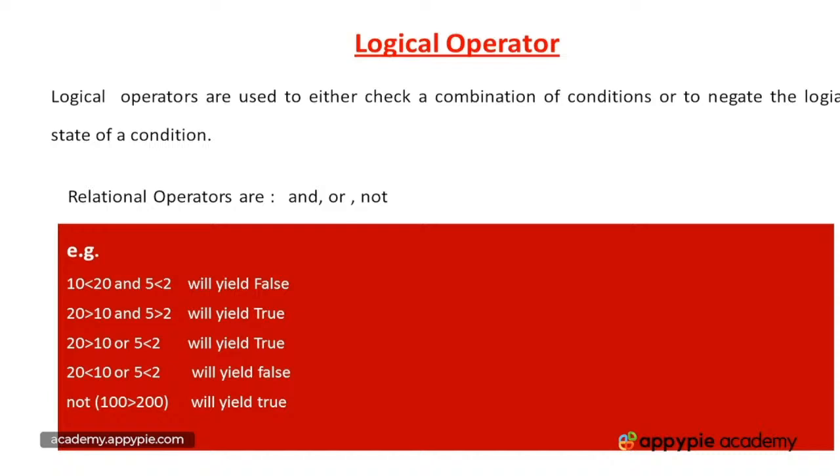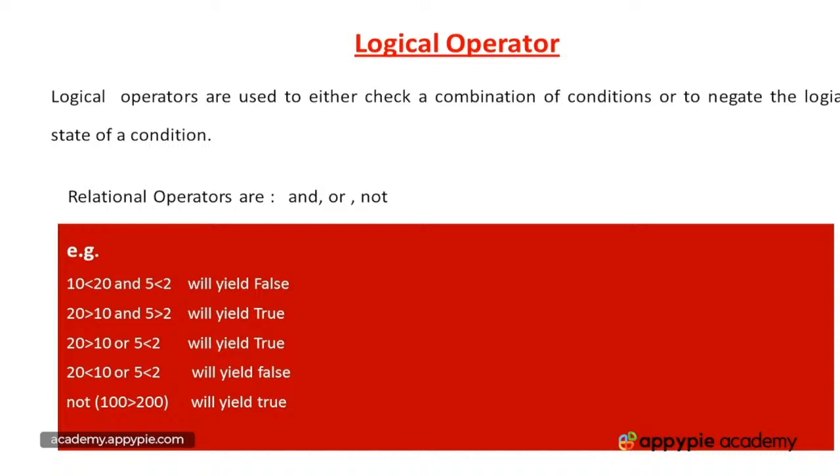Now the last one is very important. This is called the negation operator, NOT. When I am writing not 100 greater than 200, this logical operator is used to negate a condition. What I mean to say is, we will check the condition. If the condition is false, the result will be true. If the condition is true, the result will be false.